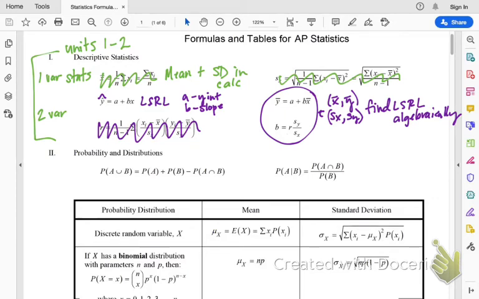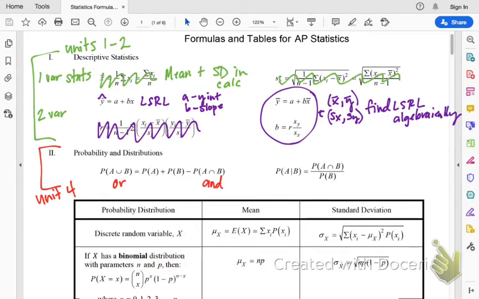And the next section, so section 2, that is going to be unit 3, or unit 4. There are no formulas for unit 3, which is the experimental design, but this is probability. This is the OR formula. So A or B equals A plus B minus A and B.